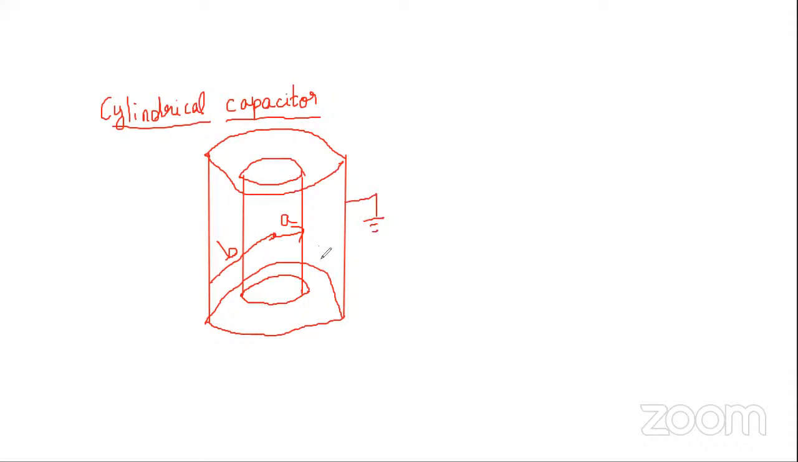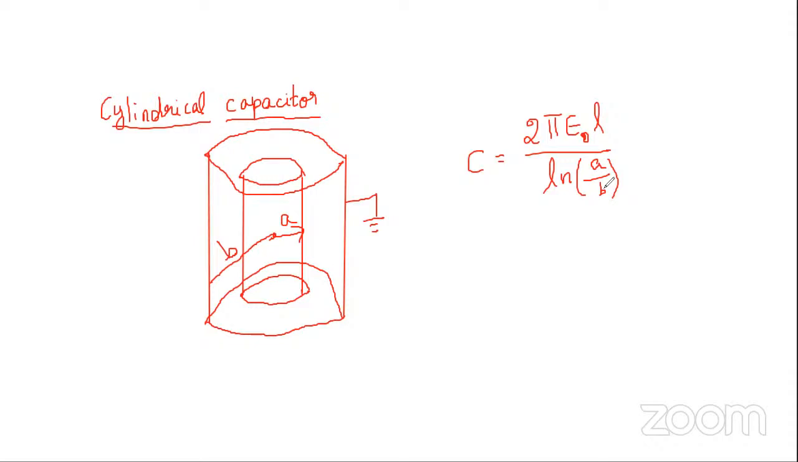So for this cylindrical capacitor, what is the capacitance value? That is C equal to 2 pi epsilon naught into L divided by ln a by b. a is the radius of the inner cylinder and b is the radius of the outer cylinder. L is the length of the cylindrical capacitor. So for finding the capacitance value, you have to apply this formula for a cylindrical capacitor.